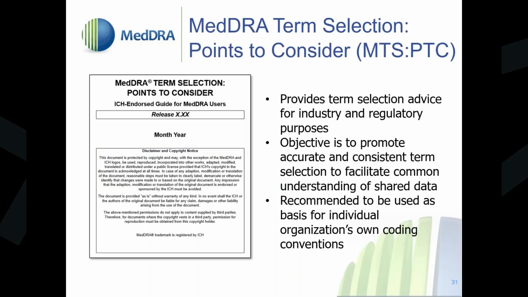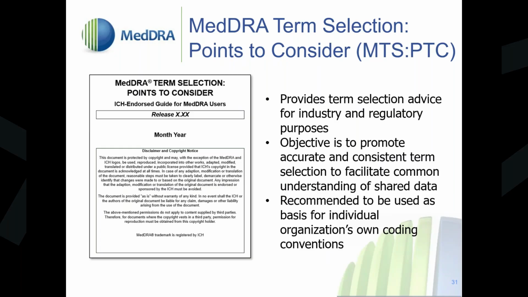So the ICH understood that having coding conventions is very helpful for the MedDRA users, and they created the ICH endorsed coding guidelines that encompass coding guidelines for the industry and regulatory purposes. Because when you're coding in MedDRA, you are selecting a term in MedDRA, the coding guidelines are called MedDRA Term Selection: Points to Consider, and they are points to consider. They are not mandatory, but they are very helpful for you because they were created by committees made up of experts from both sides, from the industry as well as regulatory authorities from different parts of the world. They facilitate consistent selection and are recommended as the basis for the organization-specific coding conventions.